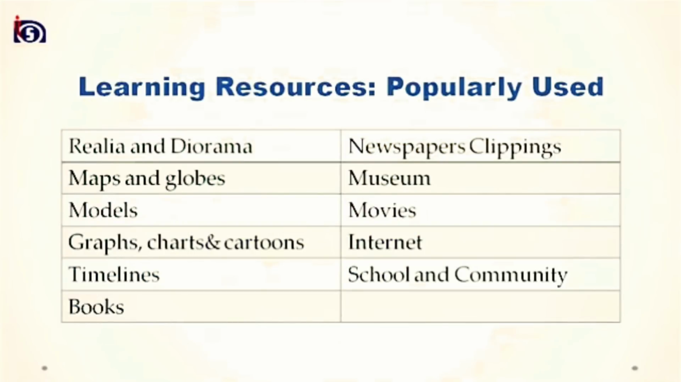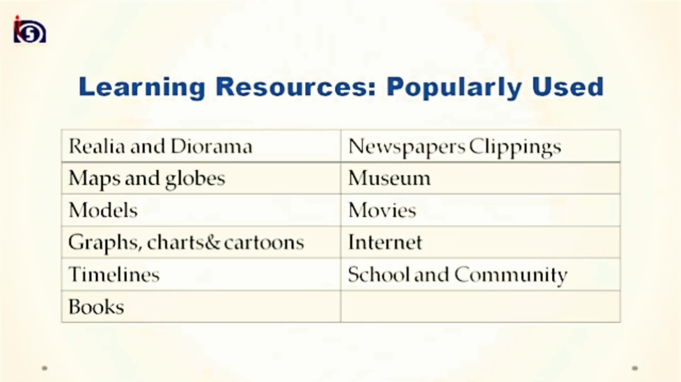Now, moving on, the learning resources which are popularly used in the teaching of social sciences are Relia and Diorama. Relia and Diorama relate to real things which are usually used in teaching of history. Then we have maps and globes, models, graphs, charts and cartoons, timelines, books, newspaper clippings, museums, movies, internet, school and community. These are different kinds of learning resources which are popularly used in the classroom.